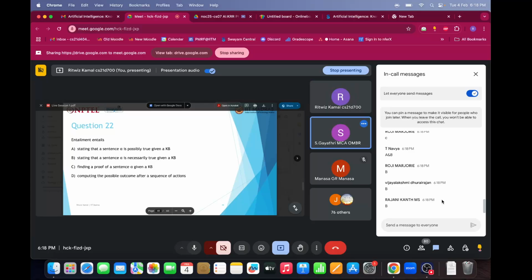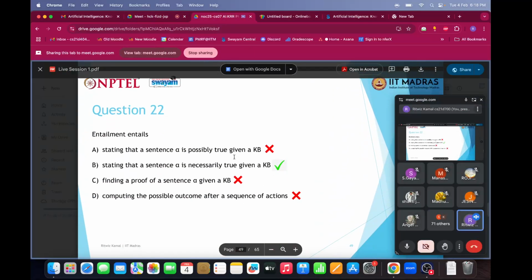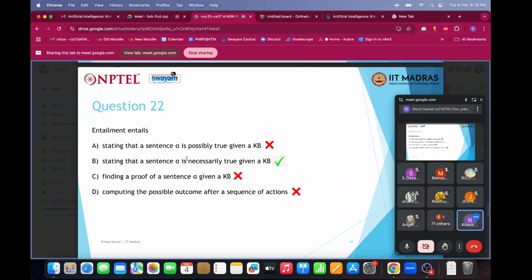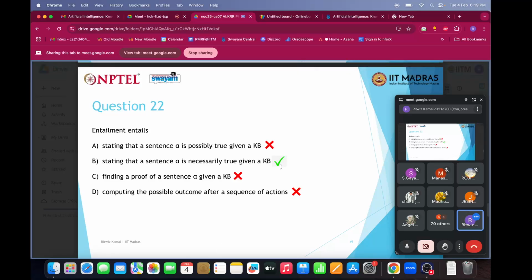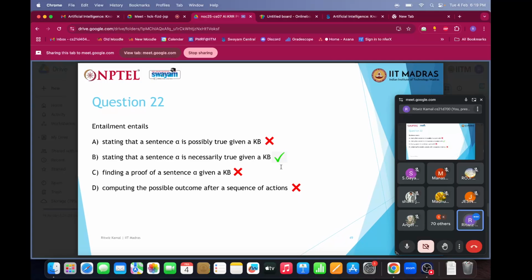Option will be B. Okay, so we have vote for option B, which says that stating that a sentence is necessarily true given a knowledge base. Any other thoughts? Okay, let's check the solution. So as it turns out, it is actually option B which is correct. And again, this is an example of a multiple choice question where only one of the options is correct, right? So entailment basically means that stating that a sentence alpha is necessarily true given a knowledge base, right?